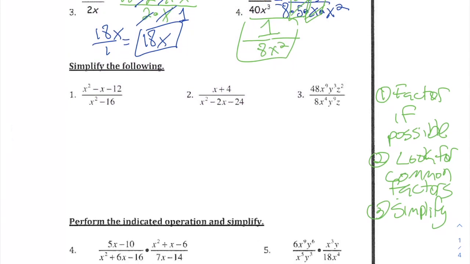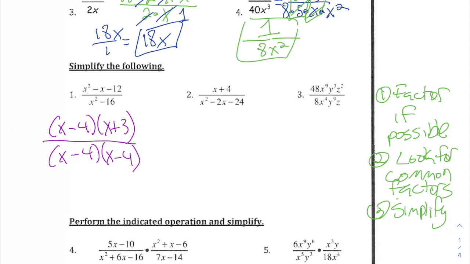So let's factor first. x squared minus x minus 12, well, that's x minus 4 and x plus 3. And x squared minus 16, that's x minus 4 with x plus 4. And again, we're looking for common factors. So there's a common factor of x minus 4 with one of those x minus 4s, and we're left with x plus 3 over x minus 4.